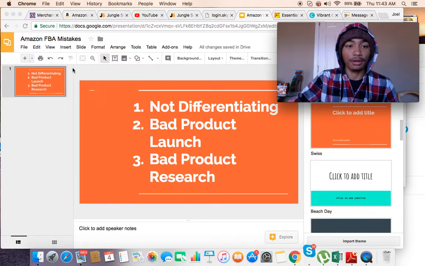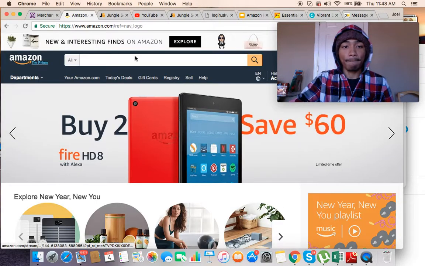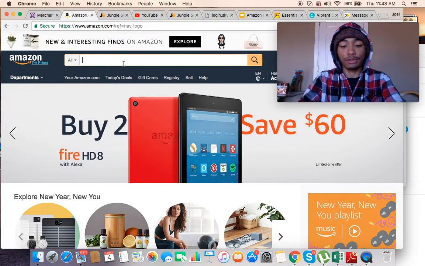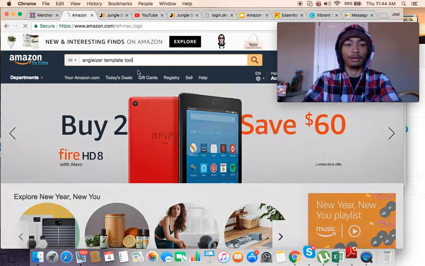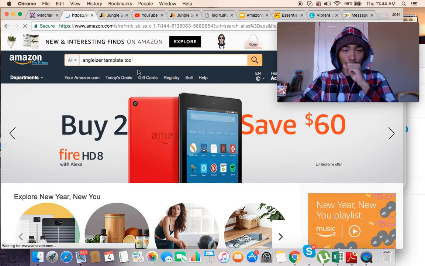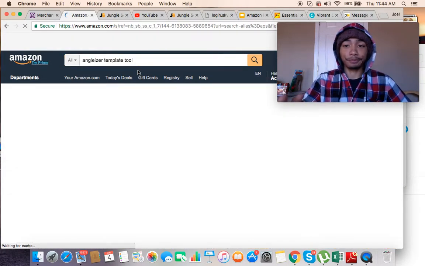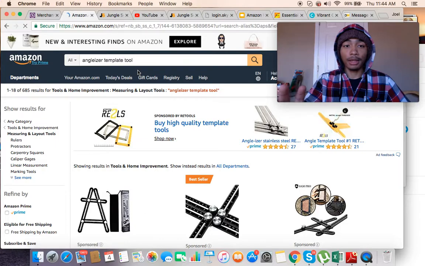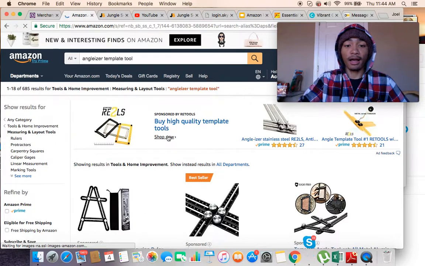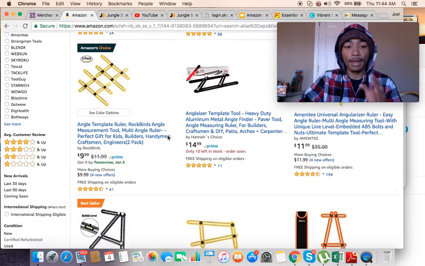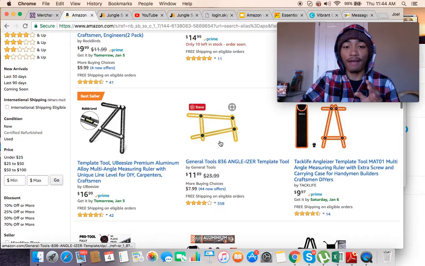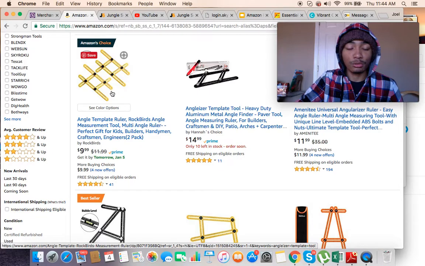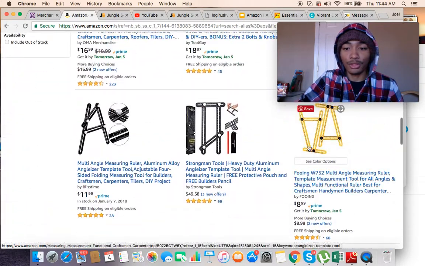Let me make sure. Okay, I'm going to Amazon. All right, we're going to search anglizers because that is a popular product. I can't remember if I'm spelling it right. Okay, let's go anglizer template tool. So what I did wrong in the product that I chose is that I did something like this. I basically put on a listing that was similar to every single one of these. Like I saw listings like this yellow one right here, or this one right here, or this one right here.